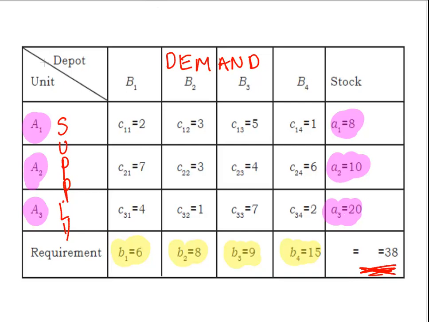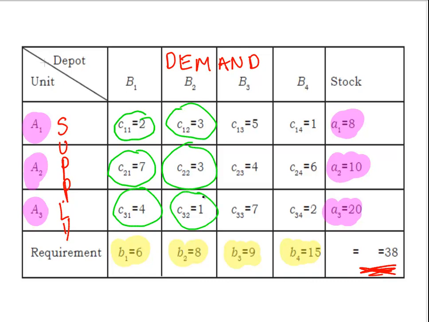So, finally, what we have here is the cost of shipping from supplier A1 to B1. For example, the cost per unit from shipping from A2 to B1 is 7. So, if you're shipping 10 units, the cost is 70, and so on. So, these are all the costs. We have 12 cost values there.